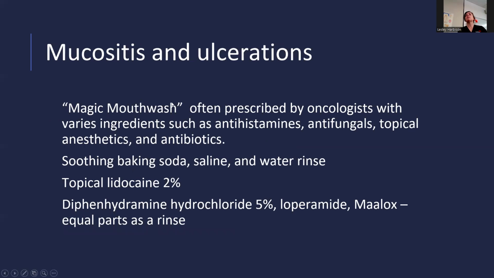Mucositis and ulcerations: there's something called magic mouthwash. It's often prescribed by oncologists. It varies with its ingredients, but it usually has antihistamine, antifungal, topical analgesics, and antibiotics. It's like a mix of stuff. And it can also be coating, like there can be milk of magnesia in it.